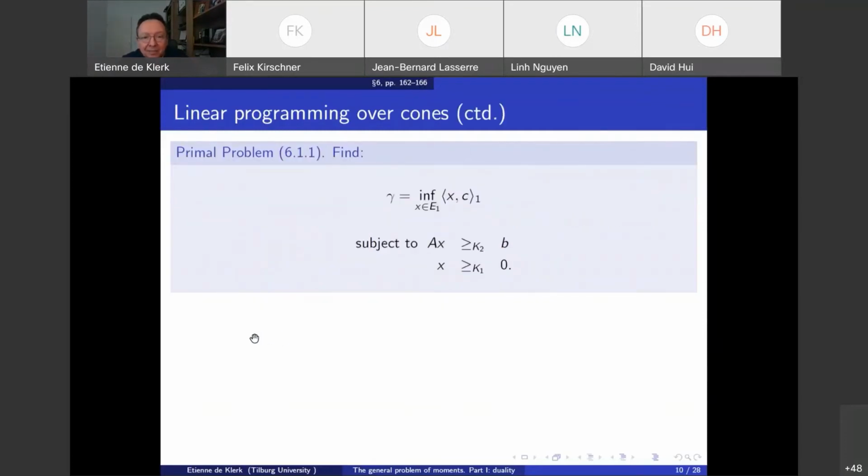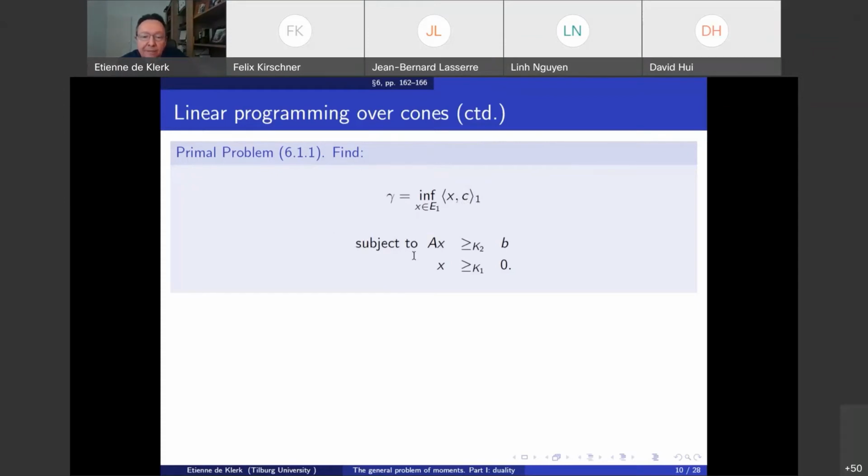Okay, so now that we have this general setup, we can write down the general form of a linear programming problem over cones. Here we have a minimization problem. We have an objective, the duality of X and C, where X is from E1. And this just means that C is from F1 by the definition of our duality 1.